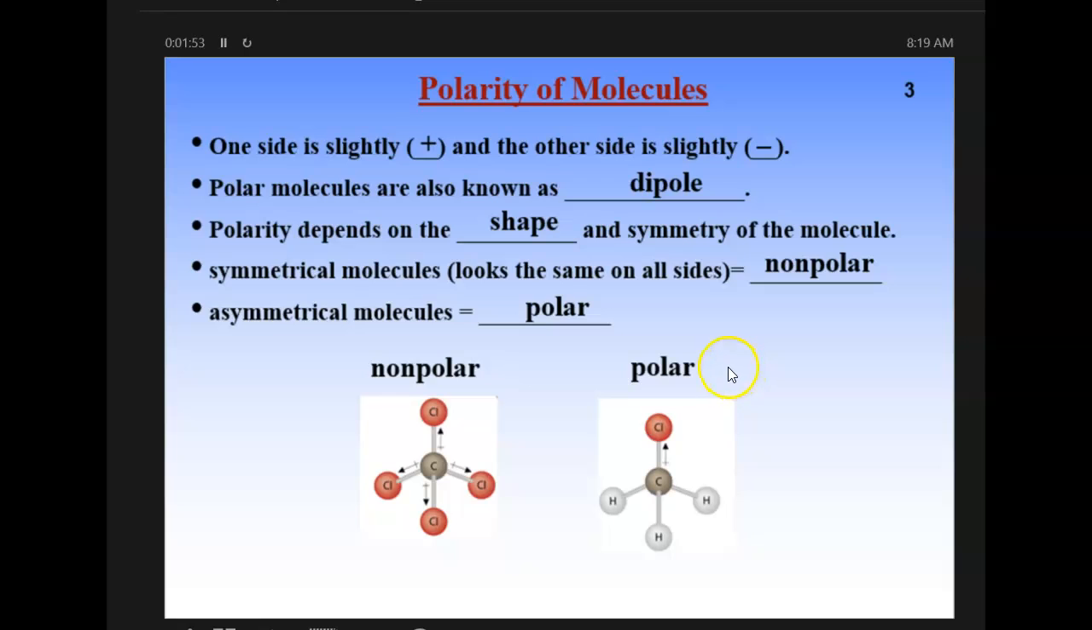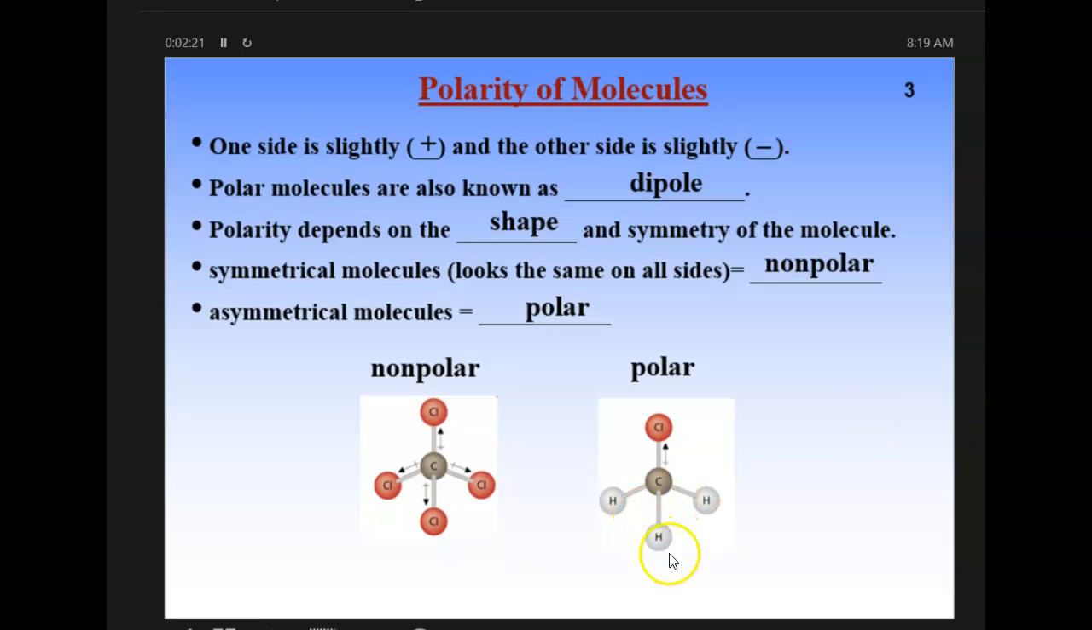Let's look at this example right here. We've got carbon and four chlorine, carbon tetrachloride. Carbon in the center, single bond chlorine, single bond chlorine, single bond chlorine, single bond chlorine. Looks the same all the way around, so we call this symmetrical. In a symmetrical drawing, it's going to be nonpolar.